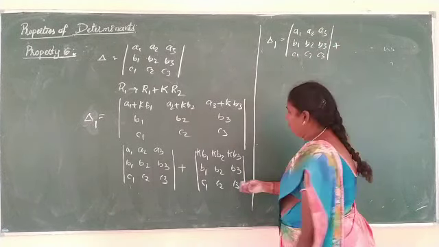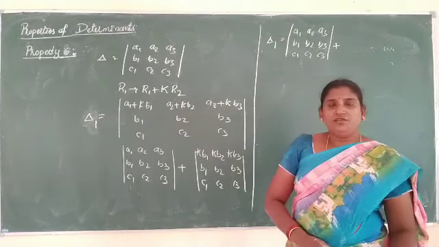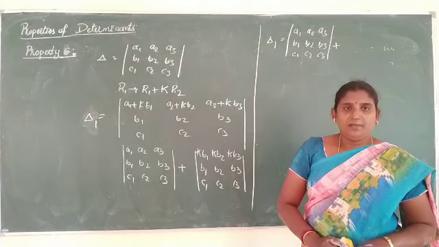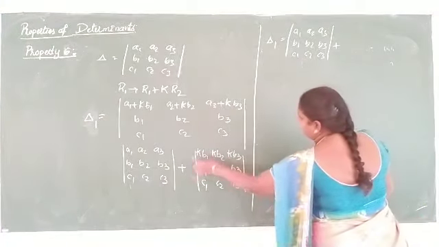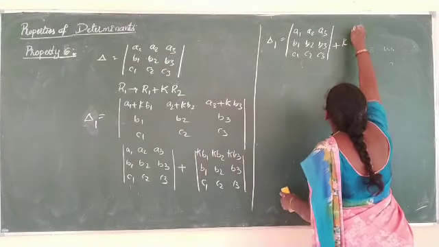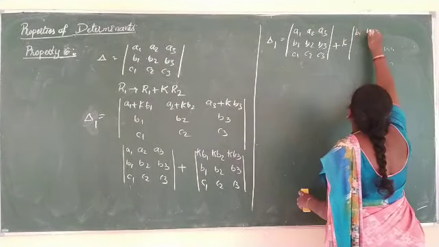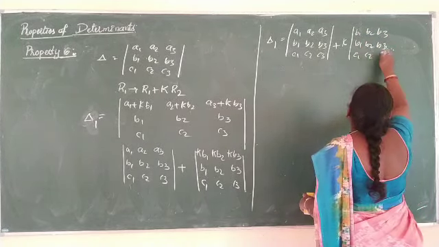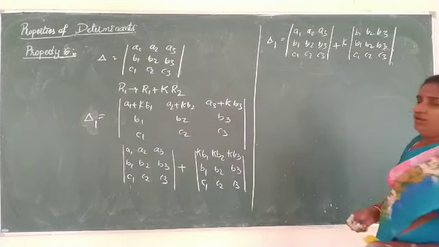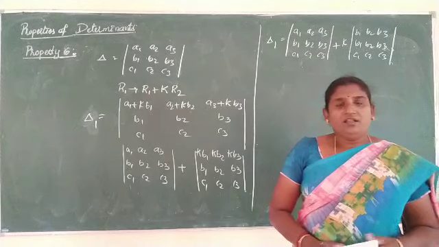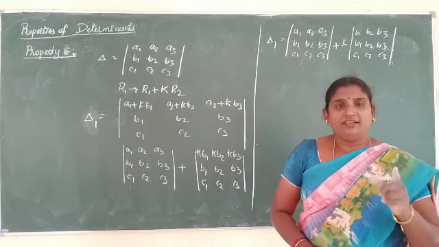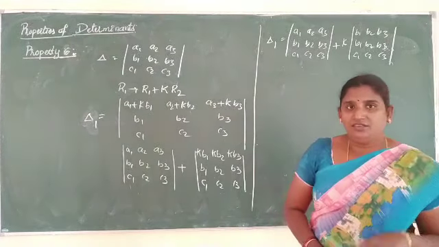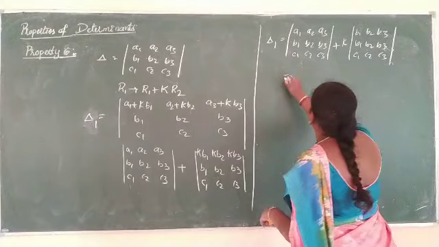And for the second determinant, which property can we use here? We can use property number 4. By using property 4, how can I write? Shall I write this K outside? Yes. If I write this K outside, then inside I will get B1, B2, B3, B1, B2, B3, C1, C2, C3. And if you observe this, R1 and R2, first row and second row, are identical. If two rows are identical, the determinant value is 0. So that's why this total value becomes 0.